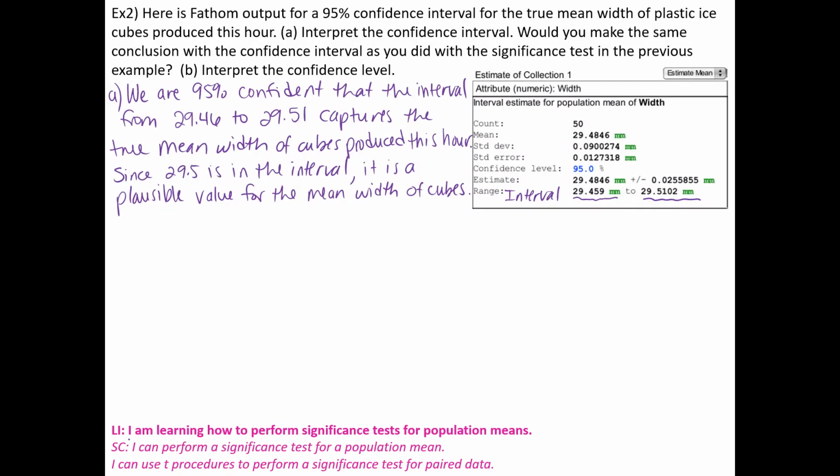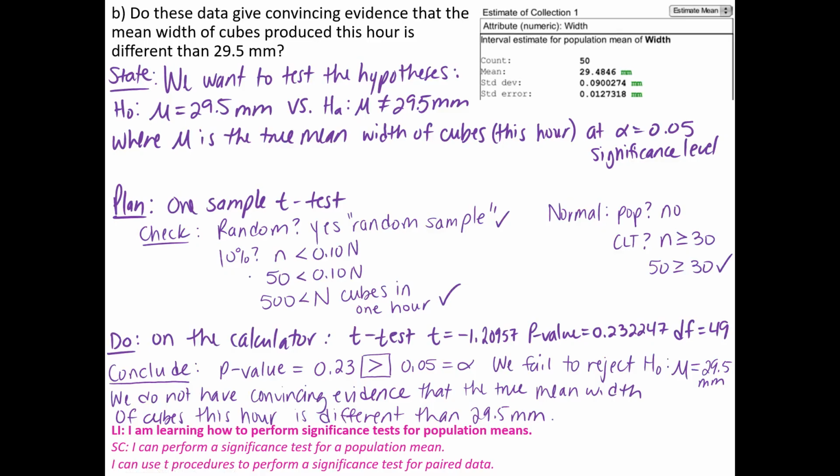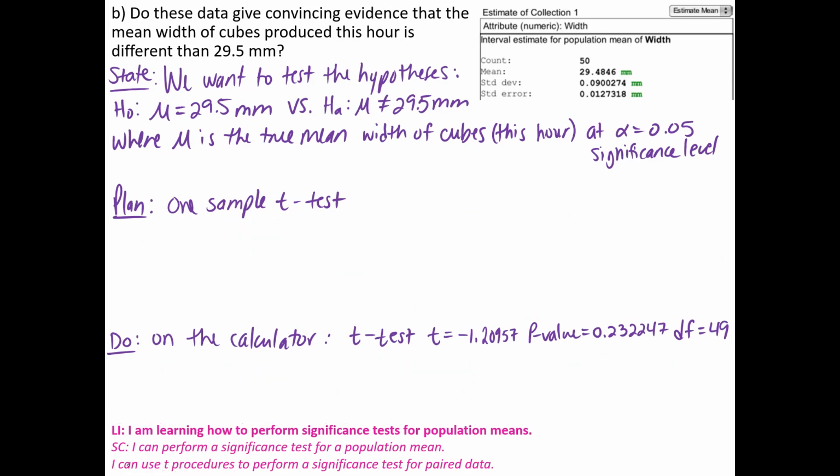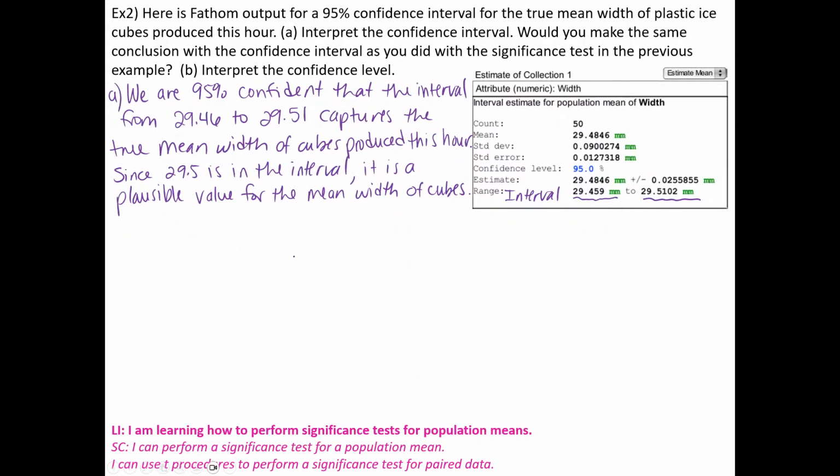On the other one, we failed to reject the null hypothesis. I'm going to go back so we can see that. We failed to reject the null hypothesis, meaning we did not have evidence to say it was something different than 29.5, so we're sticking with the 29.5. So I'm just going to say that we would make the same conclusion.